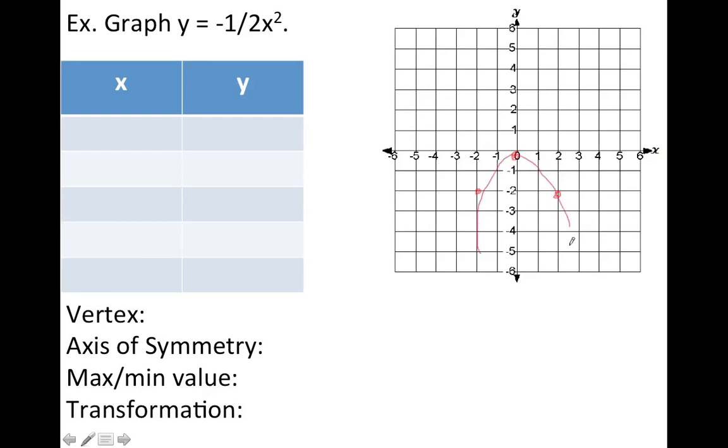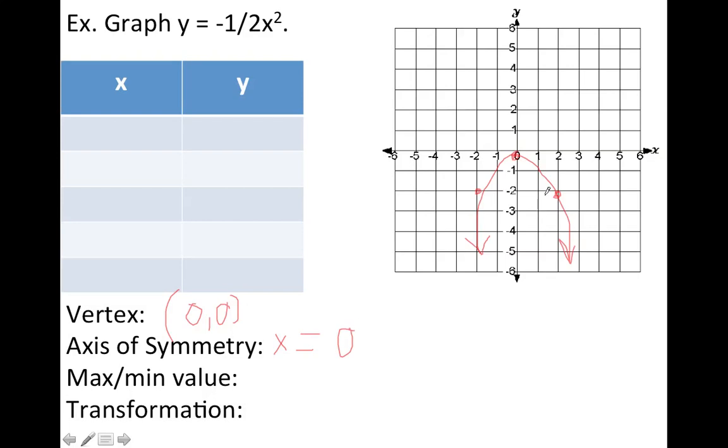Again, notice how it opens down this time. And look to find our maximum point, our minimum point on our graph. So our point is 0, 0. Our axis of symmetry, again, is the same as the x value of your vertex. And it's always x equals. And our x value is 0.